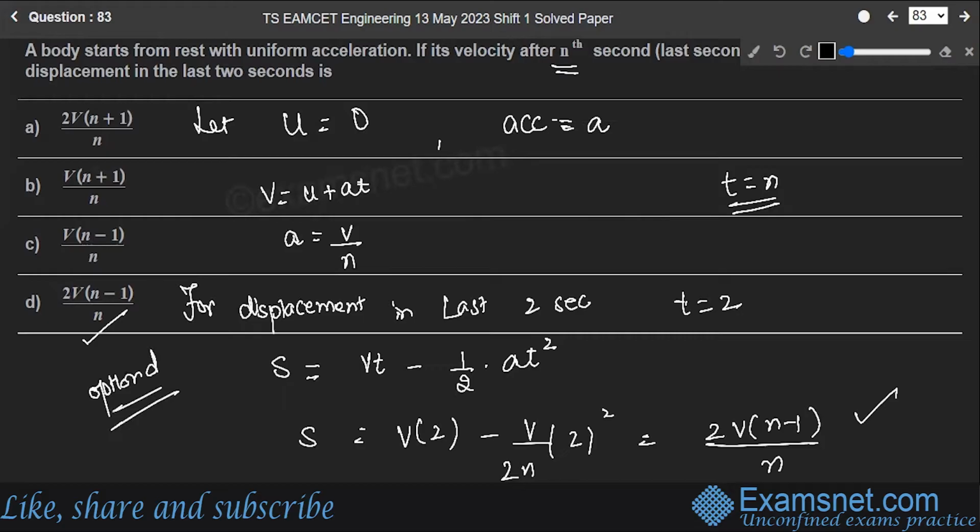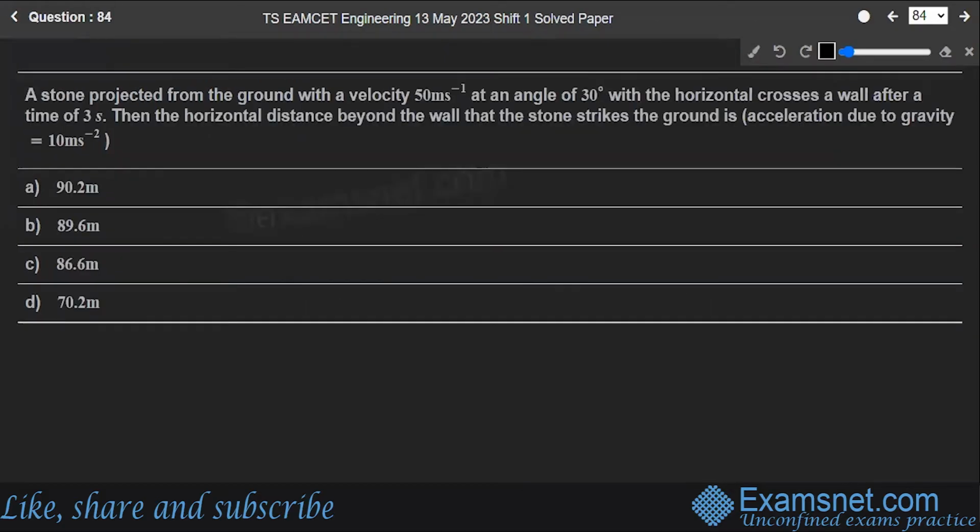Hope you understood that. Let's move to the next question. For a stone projected from the ground with a velocity of 50 meters per second at an angle of 30 degrees with the horizontal crosses a wall after 3 seconds, the horizontal distance beyond the wall that the stone strikes the ground is. You have to take the value of g as 10 meters per second squared.